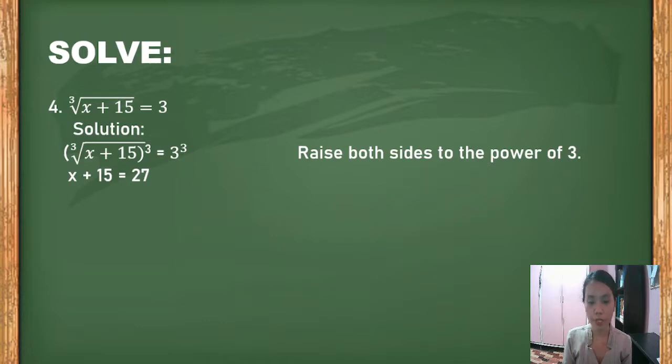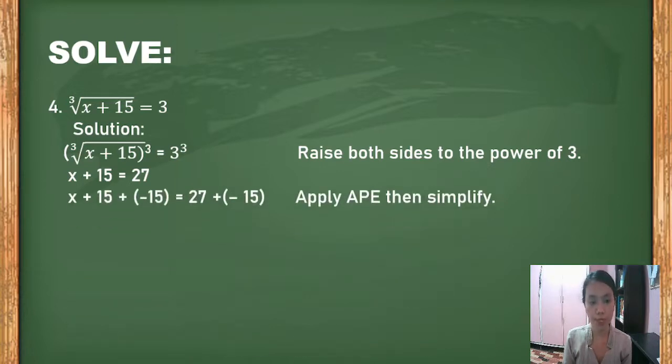Now, to solve for x, apply tayo ulit na APE by adding both sides ng negative 15. So, when you simplify it, may iwan na lang si x. Then, sa ating kabilang side, we have 27 minus 15. Simplifying that, so the value of x natin in number 4, the answer is 12.